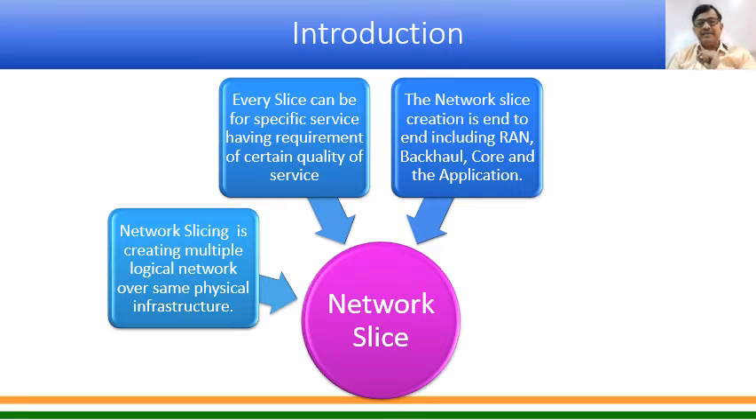And when we say network slice, it is end to end. When we say end to end, that means starting from your radio access network, in our case maybe gNodeB, then you have backhaul, that may be fronthaul, midhaul, backhaul, and then it comes to the core, and then you have the service itself, the server or application server itself. So network slicing is the creation of such a logical network which is end to end along with the application.